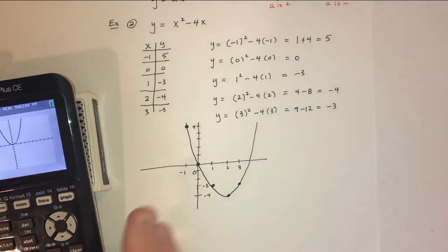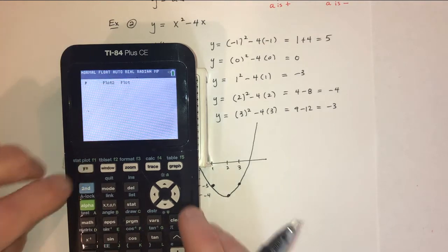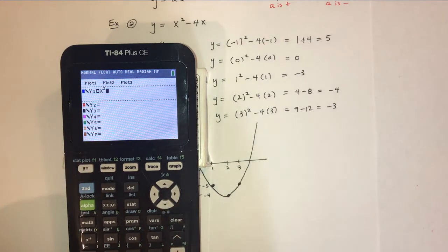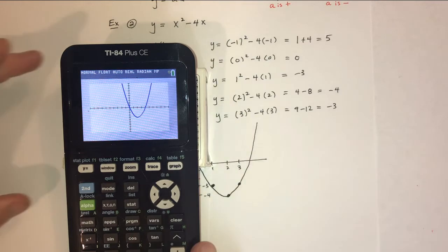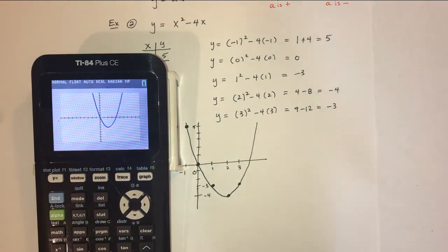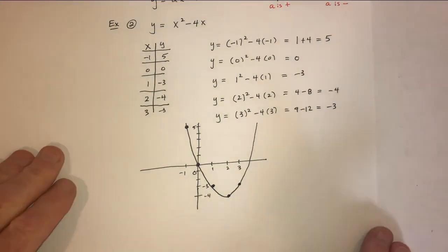I forgot to look at this and see it's x squared minus 4x. Oops. Minus 4x. And then go back to the graph, and you can see that that graph looks exactly like the one that I drew. Yay! We did it.